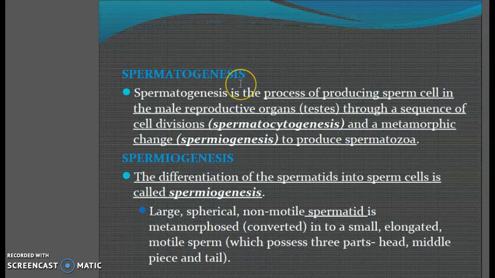Spermatogenesis is the process of producing sperm cells in the male reproductive organs through a sequence of cell divisions and a metamorphic change to produce spermatozoa. The differentiation of the spermatids into sperm cells is called spermiogenesis. A large spherical non-motile spermatid is metamorphosed into a small elongated motile sperm.